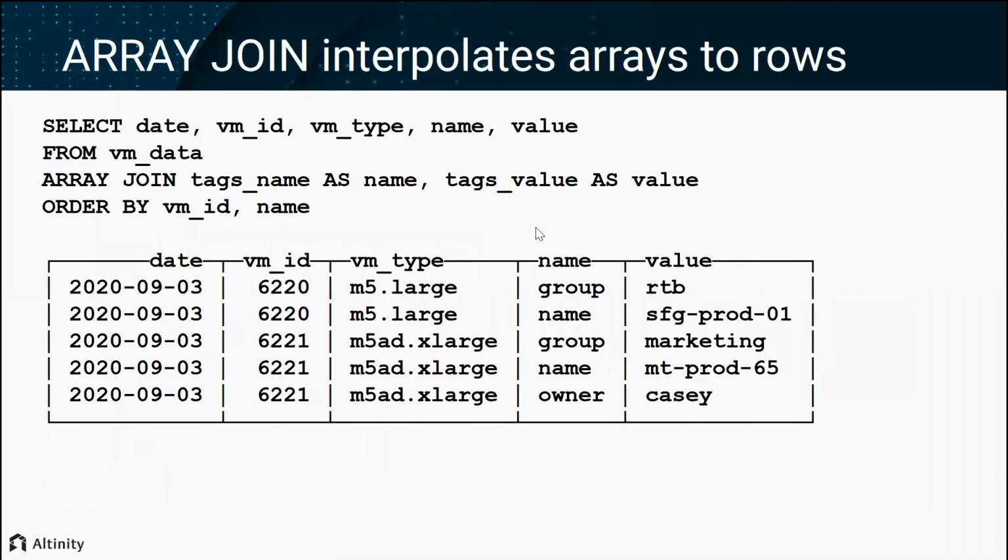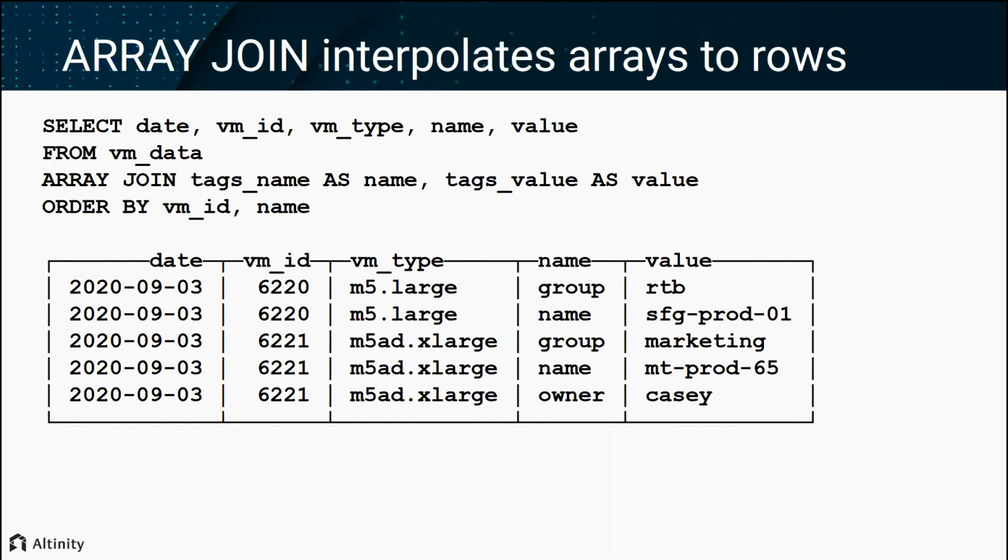So one of the first features of arrays that you'll run into is something called an array join. What the array join does is it allows you to take those arrays, which are stored as full vectors in the column, and actually unroll them and turn them back into simple key value pairs that you can process in a tabular manner.